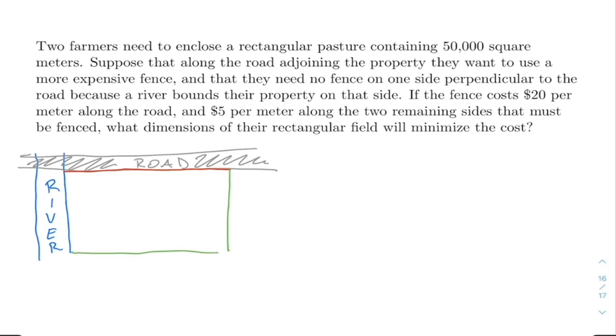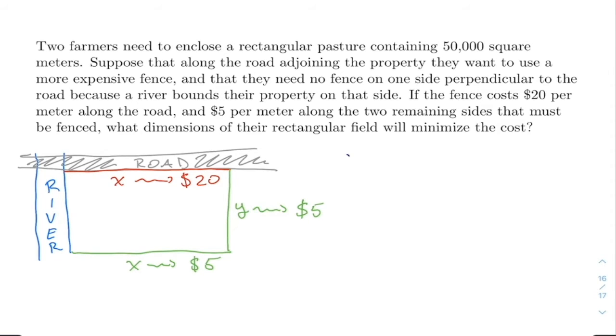the other 2 sides. Okay, so this side will be X meters and it will cost $5 per meter. This one will be Y meters and it will cost also $5, and the red one will be X meters, but this one will cost $20. So this is the information we have, and we need to minimize the cost. So we have to find what are the values X and Y that minimize the cost of the fence.